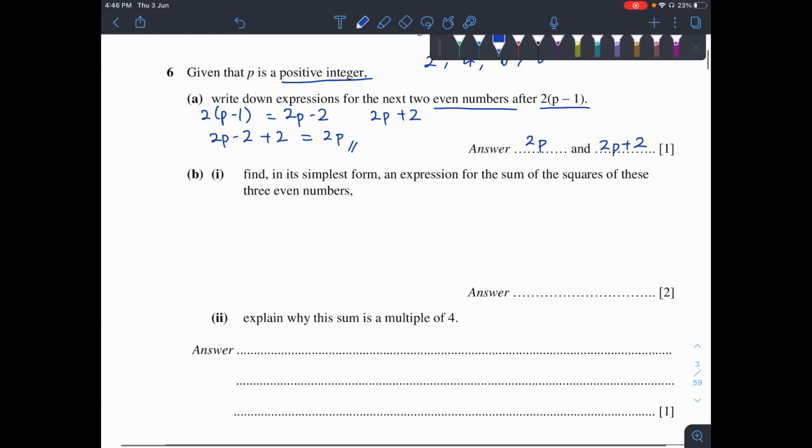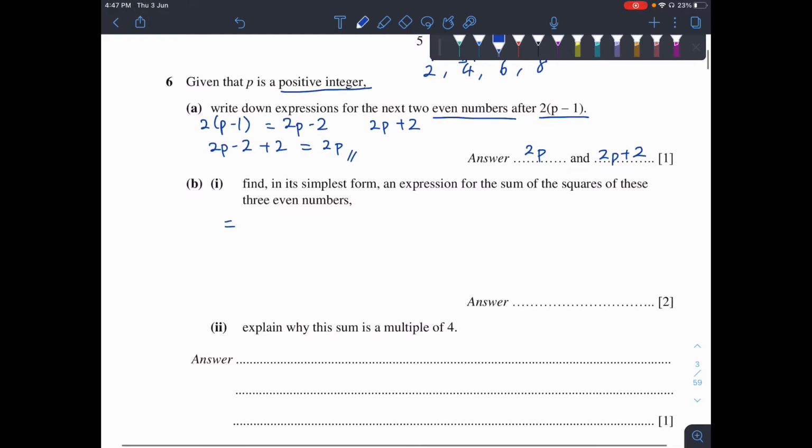The next question, find in its simplest form an expression for the sum of the squares of these three even numbers. What you have to do is write down all your three even numbers first. So that would be 2P minus 2, 2P, and 2P plus 2. They want us to add up the sum of the squares of these even numbers. So you have to square all three numbers, and then the next step would be to simplify.